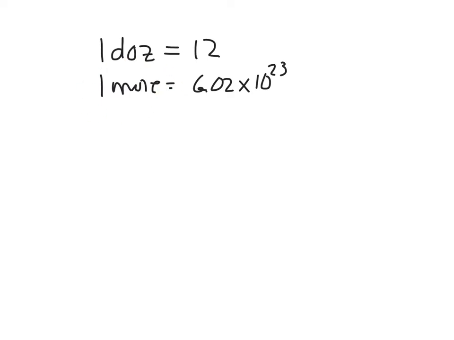So just like I might say that I have a dozen eggs, and you know immediately that I have 12 of them, I can say that I have a mole of atoms, and you know immediately that means I have 6.02 times 10 to the 23rd of them.